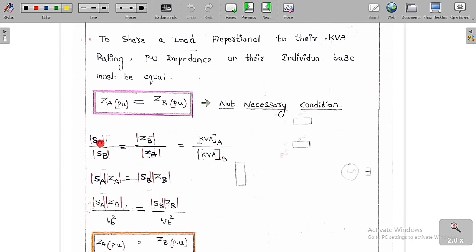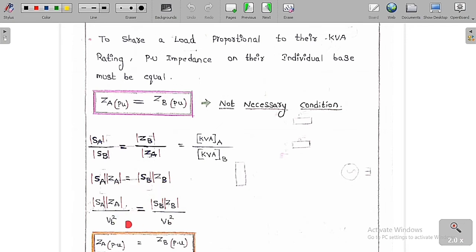Now to share a load proportional to the kVA rating, the per unit impedance on the individual base must be equal. Now we'll see what will happen. Mod of SA by mod of SB is equal to mod of ZB by mod of ZA, which is equal to kVA of transformer A by kVA of transformer B. Then do the cross multiplication. We are going to get mod SA into mod ZA is equal to mod SB into mod ZB.